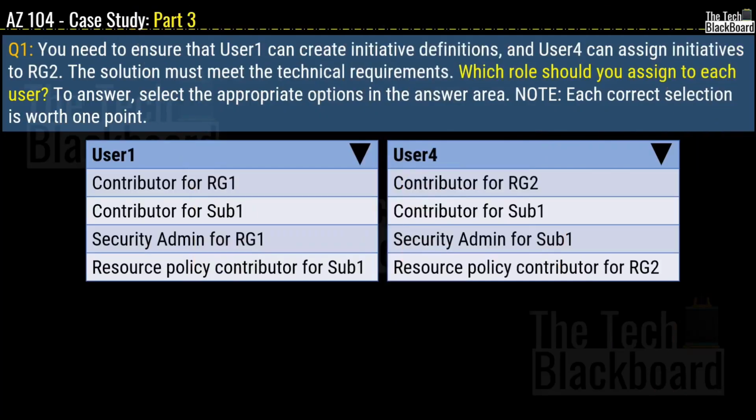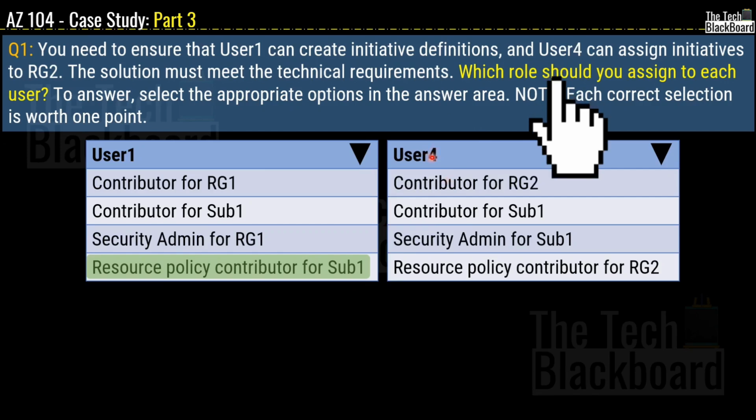Coming back to the presentation, we read on the Microsoft documentation that the resource policy contributor role can do most Azure policy operations. Owner has full rights. On the other hand, both contributor and reader have access to all read Azure policy operations. With this knowledge in mind, let's try to find the answer for the user 1. Because user 1 should be enabled so that he or she can create initiative definitions, for this we would need to assign the role on subscription level. That's why the correct answer for user 1 is resource policy contributor for subscription 1.